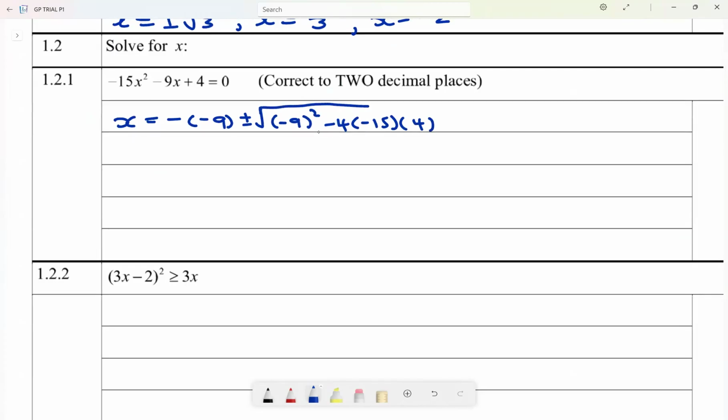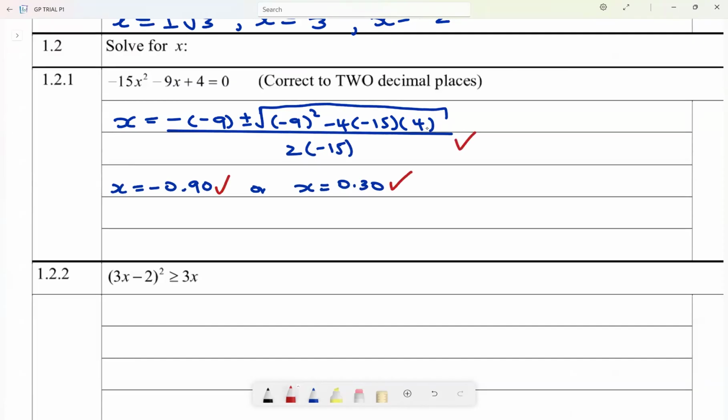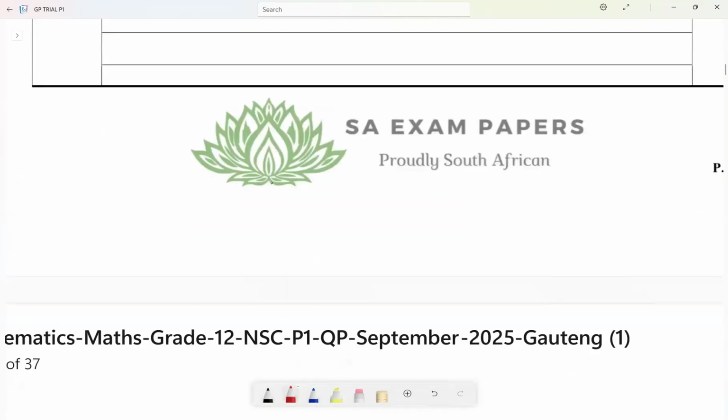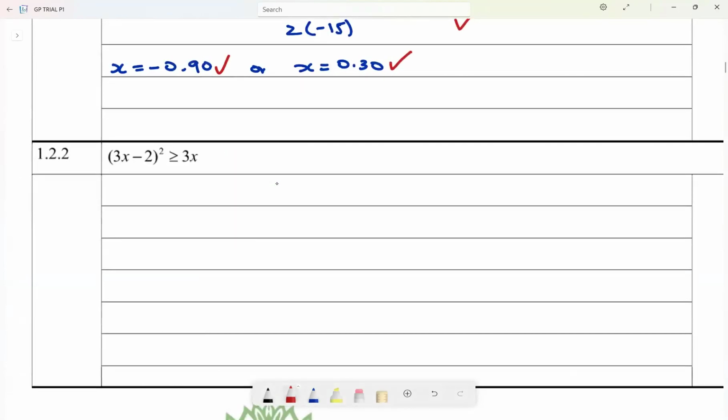All that should be divided by 2a. And then I get x to be -0.90, or x to be something like 0.30. Remember, we mark this as 1 mark for the formula, 1 mark for substitution, and both answers correct. Okay, and then let's move on to 1.2.2.